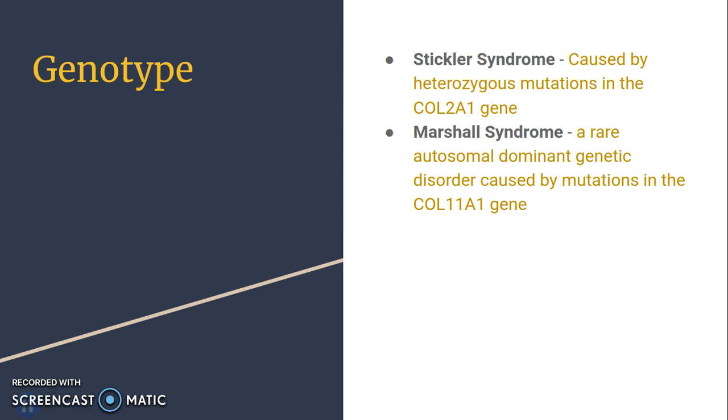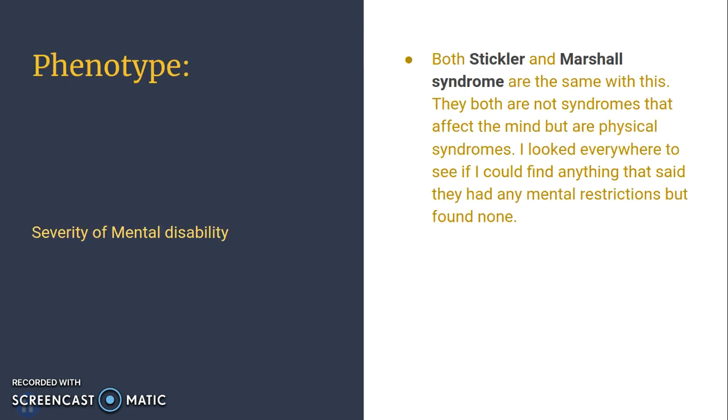So the genotype. The genotype of Stickler syndrome is a mutation in the COL2A1 gene and is heterozygous. And the Marshall syndrome is a mutation in the COL11A1 gene.